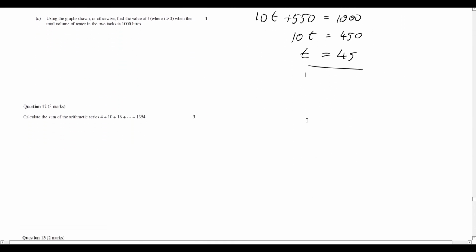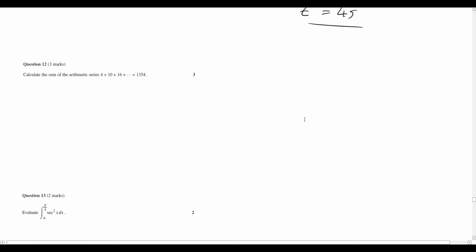All right, moving on to question 12 now. So it asks us to calculate the sum of the arithmetic series 4 plus 10 plus 16 plus ... all the way up to 1354. So whenever we're calculating the sum of an arithmetic series, what we need to do is use our formula. S sub n is going to be equal to n over 2 times a1 plus an. So we know that we're looking for S sub n, so that's the sum of the entire series. We know a1, because that's simply the first term, which is 4, and we know an, which is going to be 1354, since that's the nth term in this series.